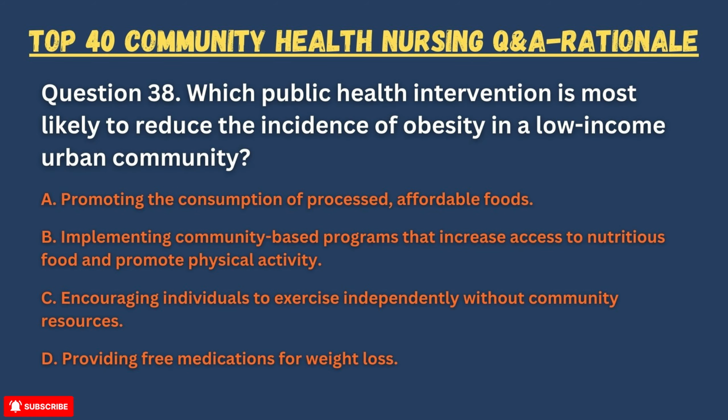Question 38. Which public health intervention is most likely to reduce the incidence of obesity in a low-income urban community? A. Promoting the consumption of processed, affordable foods. B. Implementing community-based programs that increase access to nutritious food and promote physical activity. C. Encouraging individuals to exercise independently without community resources. D. Providing free medications for weight loss.